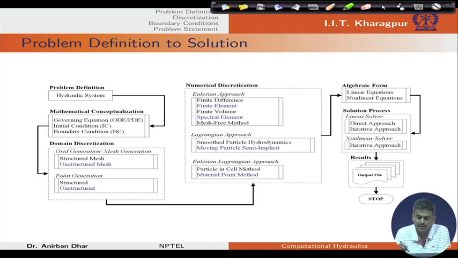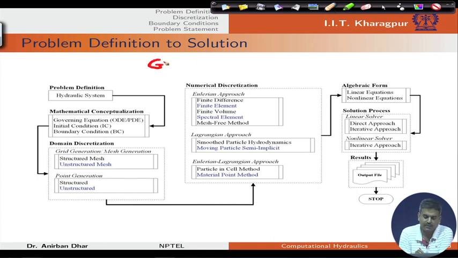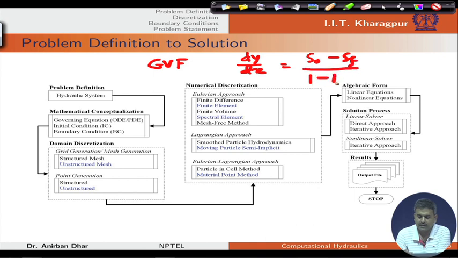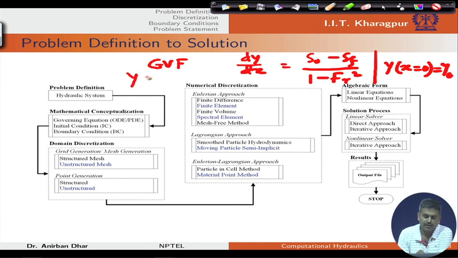In our last 2 lectures, we have discussed gradually varied flow or GVF. In GVF, we have seen that we need to solve dy by dx equals S naught minus SF over 1 minus Fr square, this first order equation, and we have the initial condition x equal to 0, y equal to y naught. If we solve this one, we can get the variation of y with x.